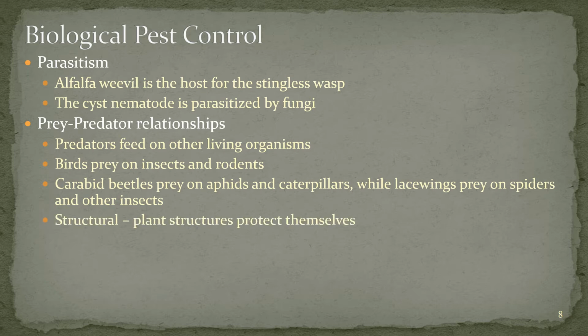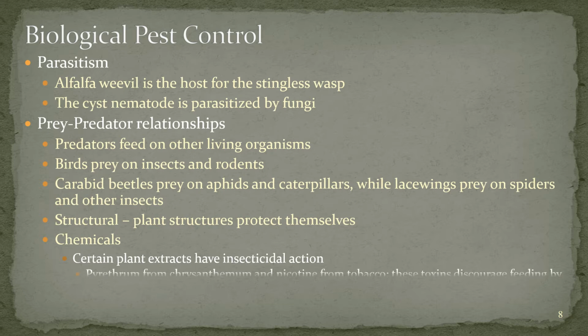Structurally, plant structures protect themselves. So that's a predator-prey relationship. Chemicals, certain plant extracts have insecticidal action in them. Pyrethrum from chrysanthemums and nicotine from tobacco are examples of toxins that discourage feeding by susceptible insects. So there are some biological pathways of resistance that we can utilize.